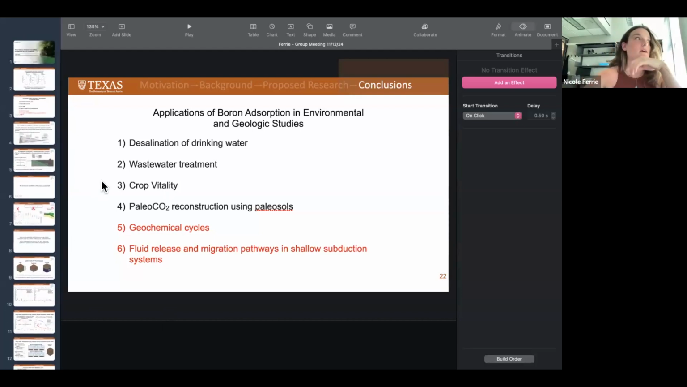But basically, it's a new proxy that hasn't been created yet, actually using boron as a way to improve this paleo CO2 reconstruction. And the idea is that, similar to subduction zones, soils have these pore spaces within them, and it's composed of gas and water. And basically, some of the CO2 in the pore spaces is from respiration from plants, and then some of it is from the atmosphere.